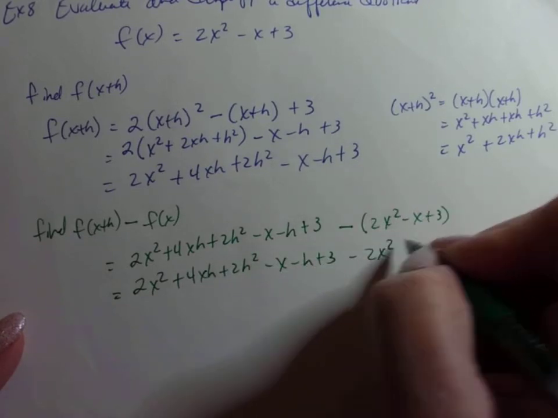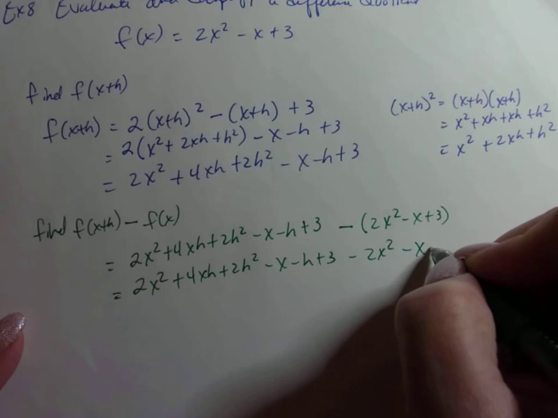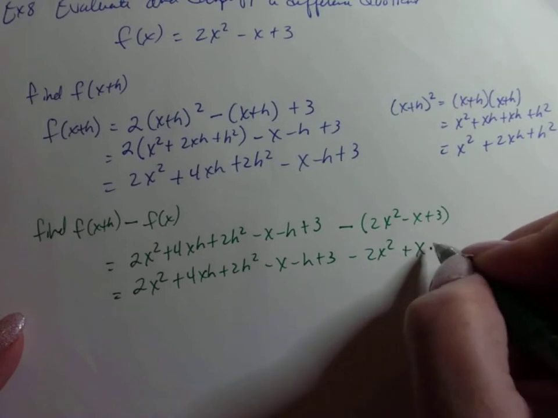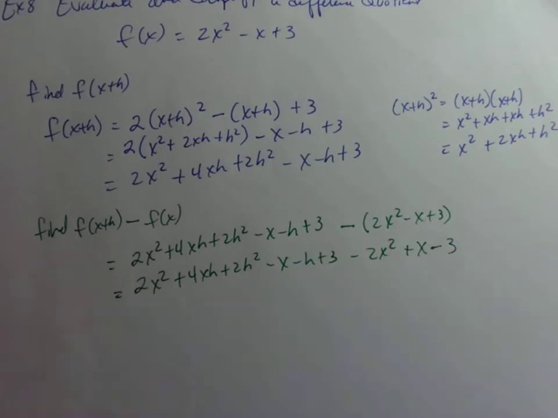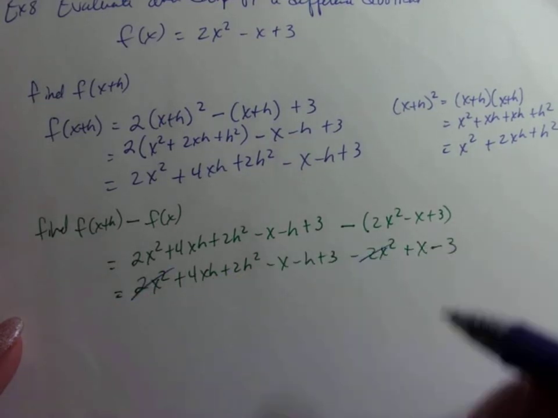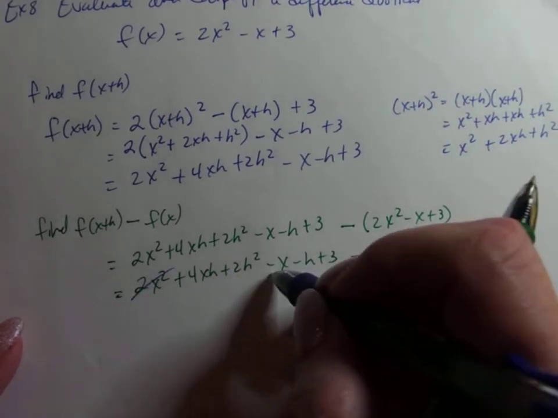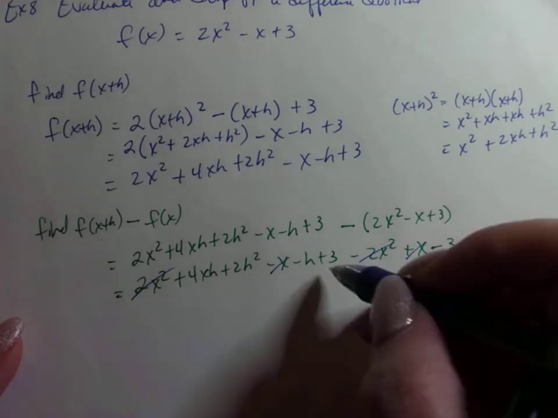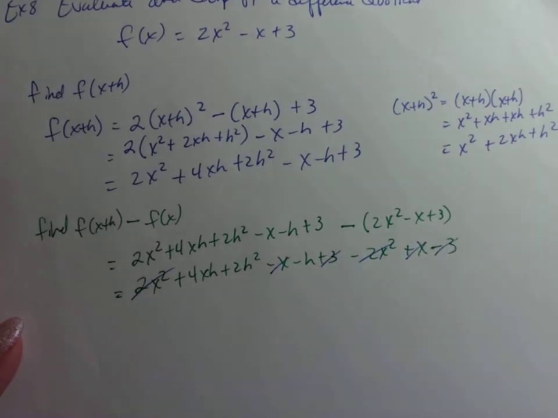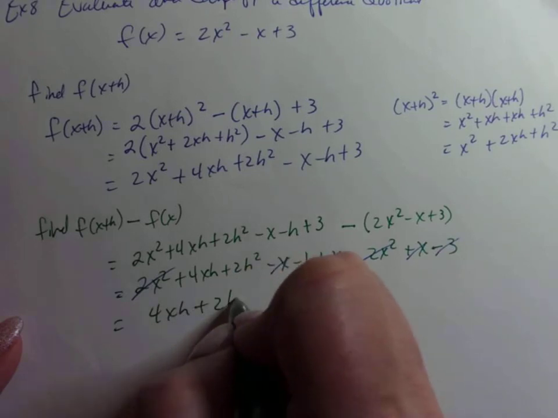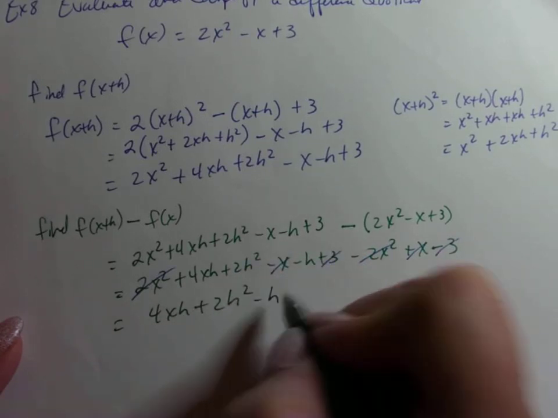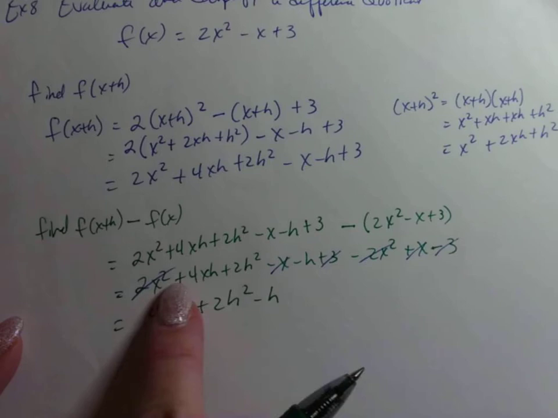So minus 2x squared minus plus x minus 3. Have that double negative there. Now, this is typically what will happen. Everything that doesn't have an h should cancel. So the 2x squareds cancel. The negative x and positive x cancel. The positive 3 and the negative 3 cancel. So we are now left with 4xh plus 2h squared minus h, because everything else is gone.